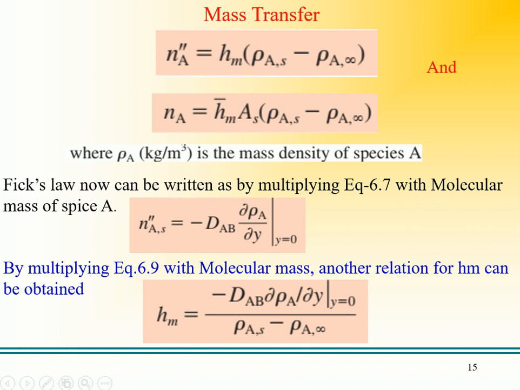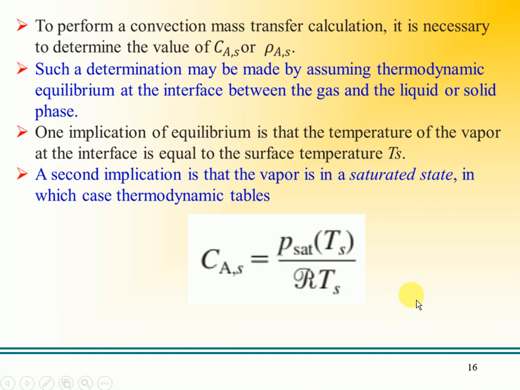The convective mass transfer coefficient hm times (ρA,S − ρA,∞) equals −DAB ∂ρA/∂y at y equal to 0, right? I compare these two equations, and we get −DAB ∂ρA/∂y at y equal to 0 over (ρA,S − ρA,∞). This is the convective mass transfer coefficient, with units of meters per second.